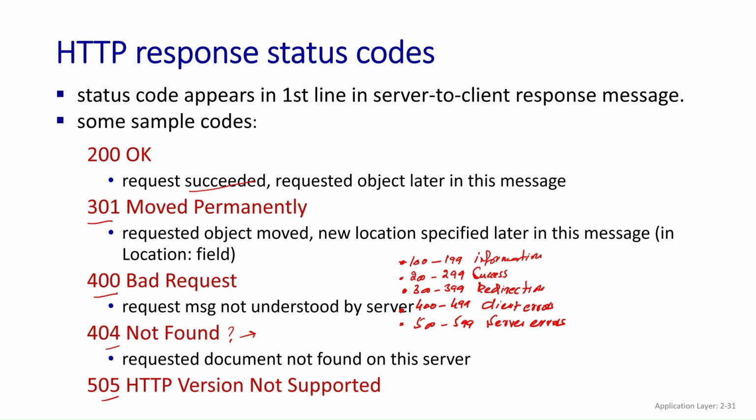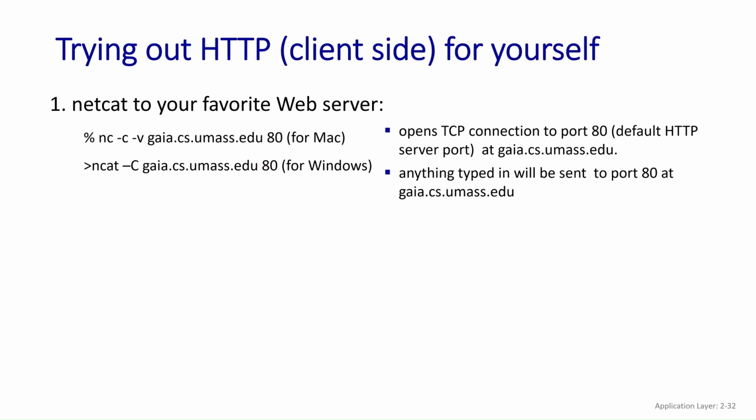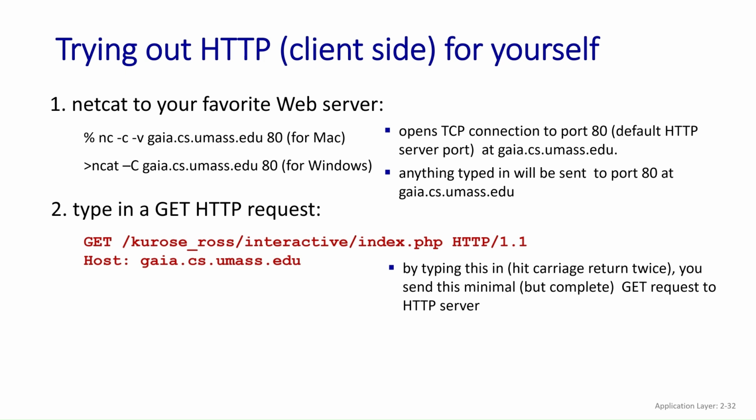So if it is 200, the page will be rendered and displayed on our screen. You can try it out yourself as well. On your Windows or Mac, you can write this netcat command to access your favorite page, right? You need to provide the name of the server and then obviously the port, because the HTTP request will be established on port 80, and then you can get the response as well.